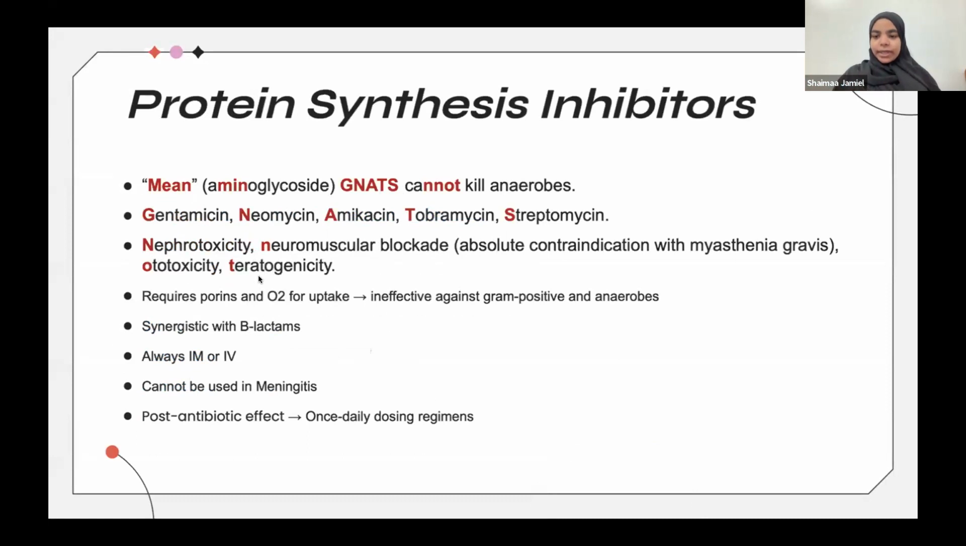So we're going to sprint through all the protein synthesis inhibitors quickly. Macrolides inhibit translocation. Therefore, they inhibit the elongation part of the protein, not the initiation, but the elongation of the protein.